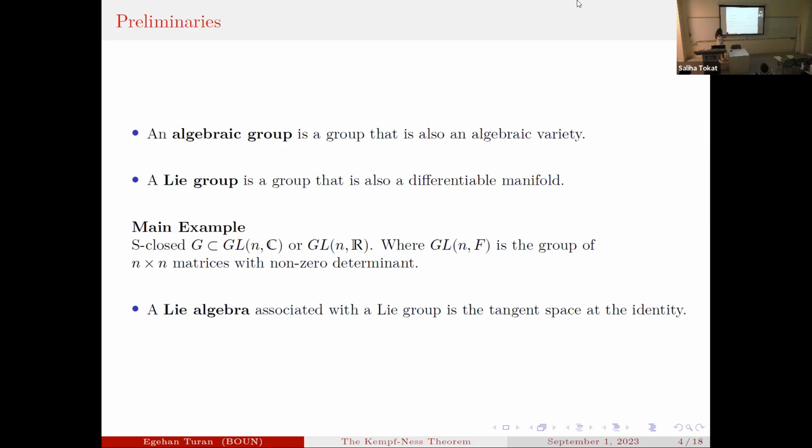The main example for both the algebraic group and the Lie group is an S-closed subgroup of the general linear group of complex numbers, for example. The general linear group is just the group of n by n matrices whose determinant is non-zero. With Lie groups, I can talk about something called a Lie algebra associated with a Lie group, and that is just the tangent space at the identity. Of course, this is just a vector space, and I have to give you a bilinear product in order to make it into an algebra, and this bilinear product actually comes from the Lie group structure itself.